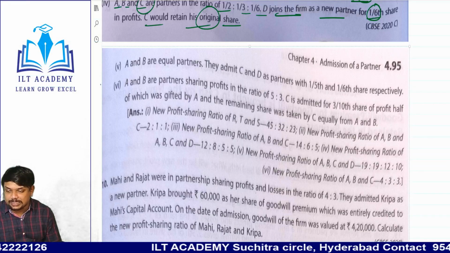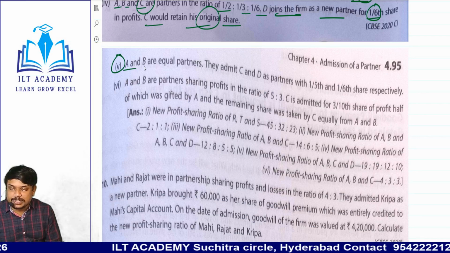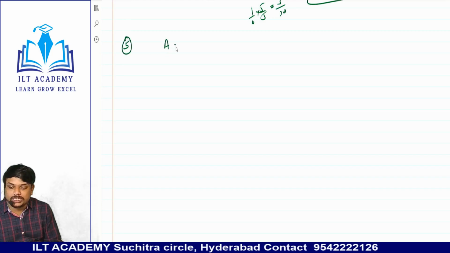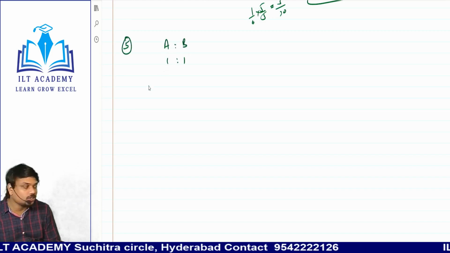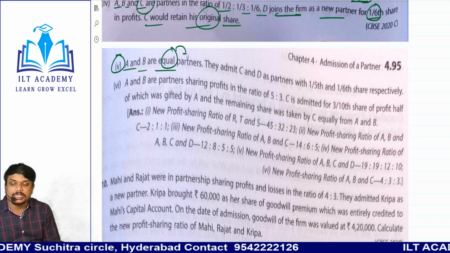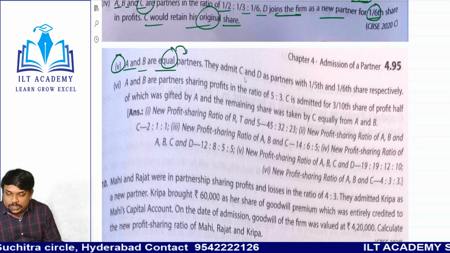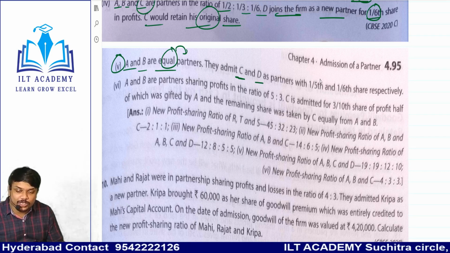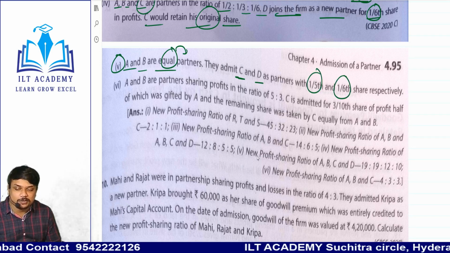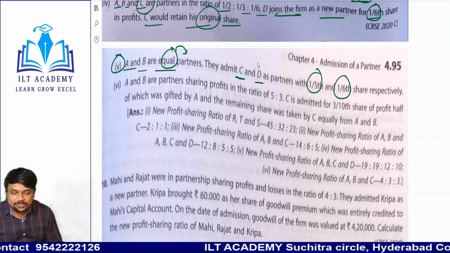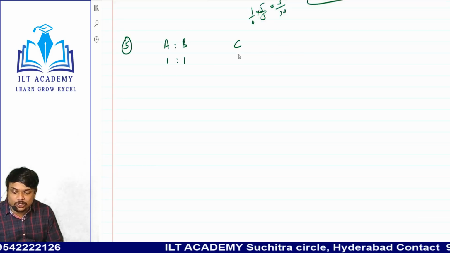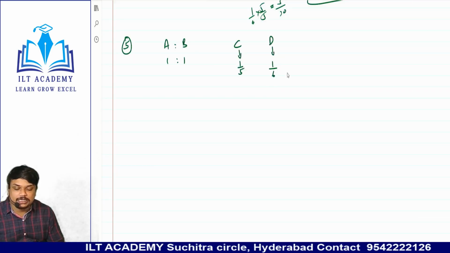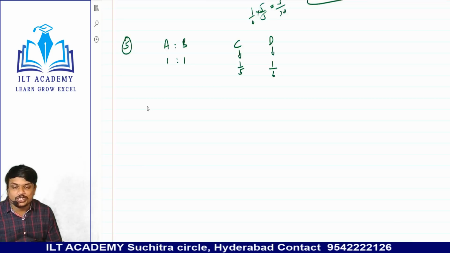Okay, let us focus on the next one. A and B are equal partners. The fifth one tells us A is to B in what ratio? 1:1, because they are equal partners. Now they admitted C and D, for 1/5 and 1/6 share respectively. C gets 1/5, D gets 1/6. What is the new ratio in this case?